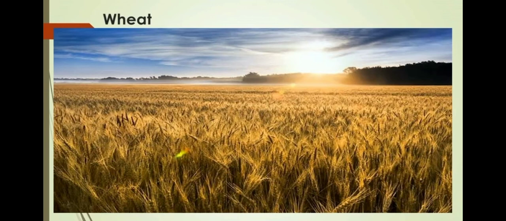We see about wheat. Wheat was introduced by European settlers in North America. It is grown extensively in the prairies of North America. North America is the largest exporter of wheat. Vast wheat producing areas are called the wheat belt.